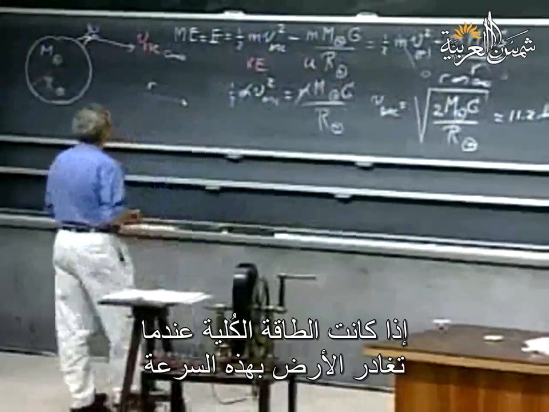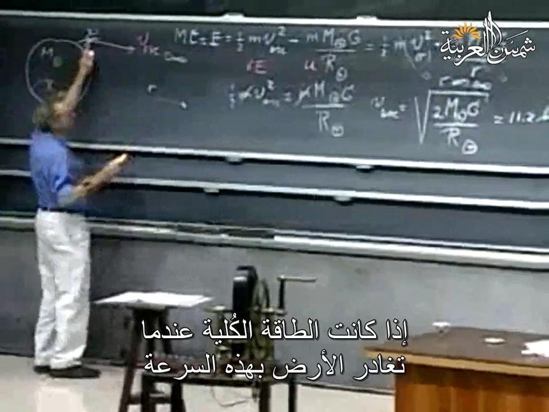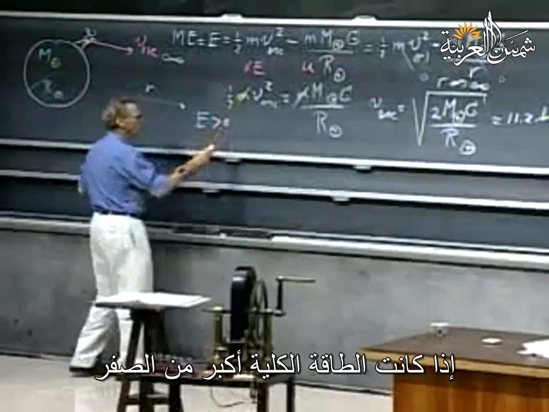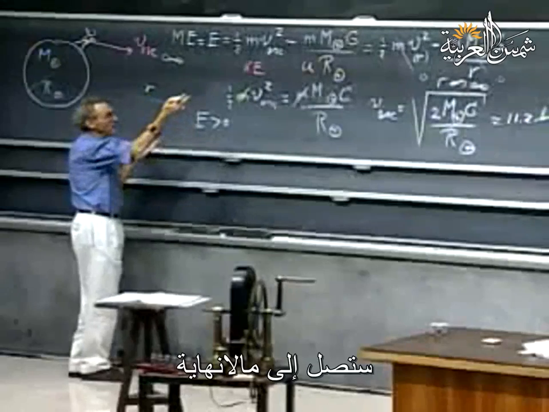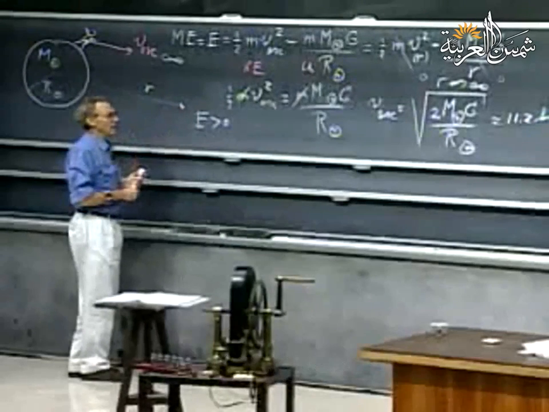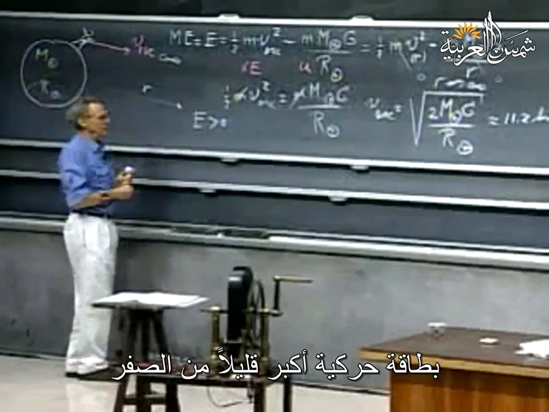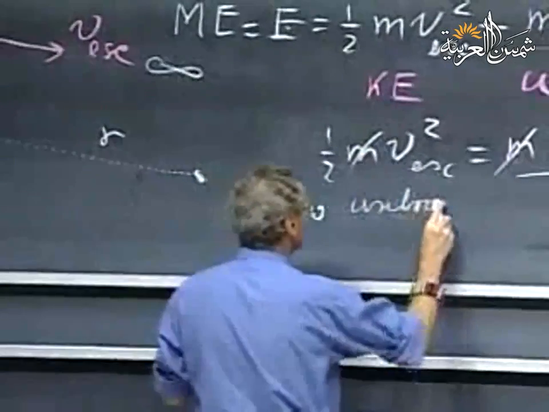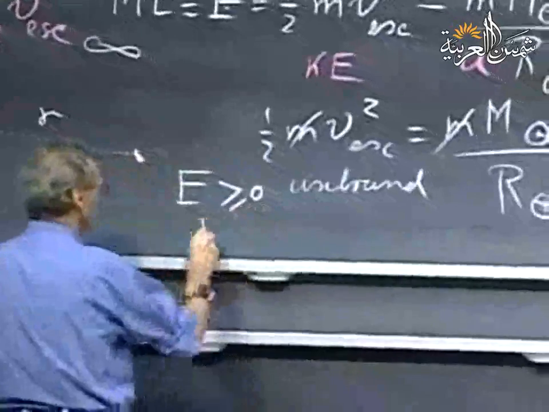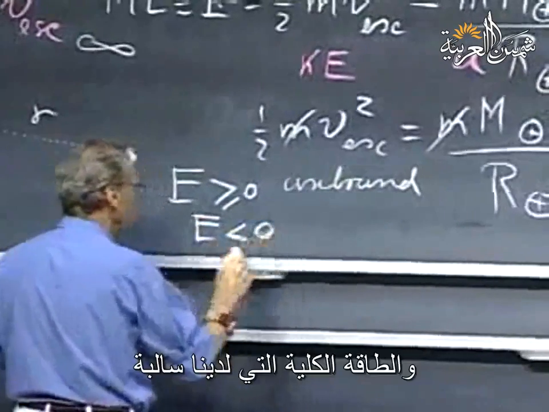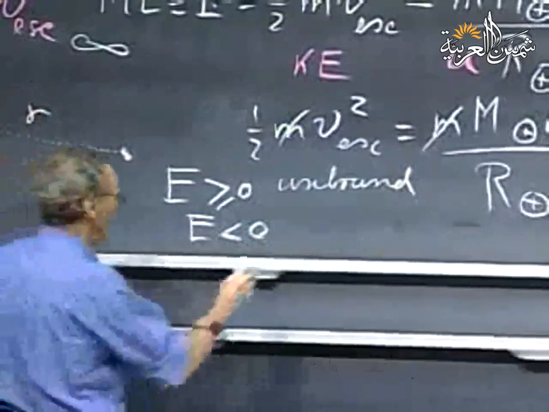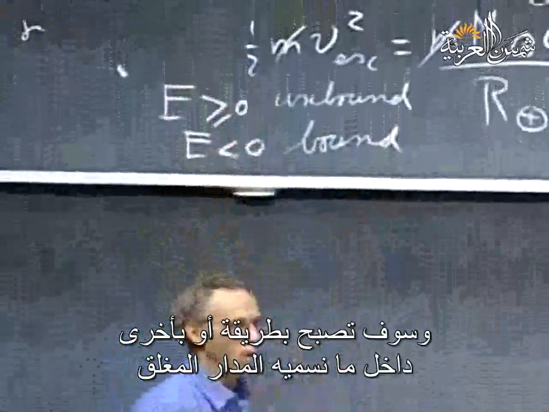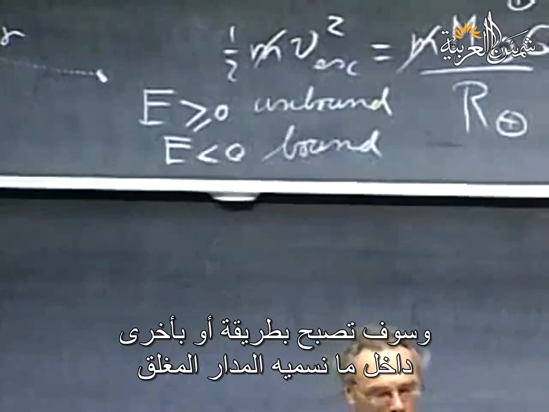If the total energy, when you leave the Earth with that velocity, is larger than 0, you do better than that. You reach infinity with kinetic energy which is a little larger than 0. We call this unbound orbits, E larger or equal to 0. If E is smaller than 0, that the total energy that you have is negative, then you will never escape the gravitational pull of the Earth, and you will be one way or another in what we call a bound orbit.